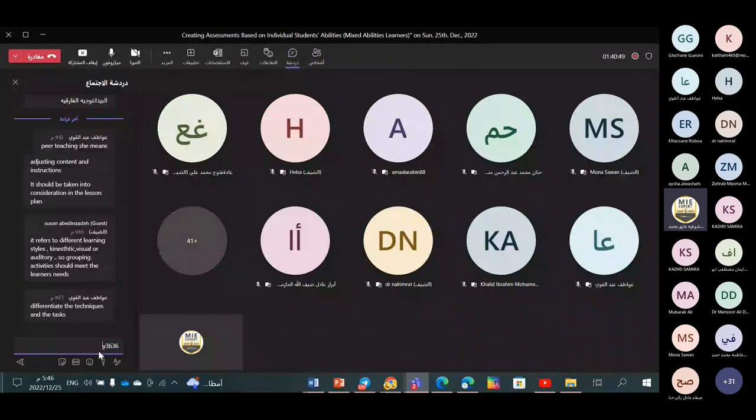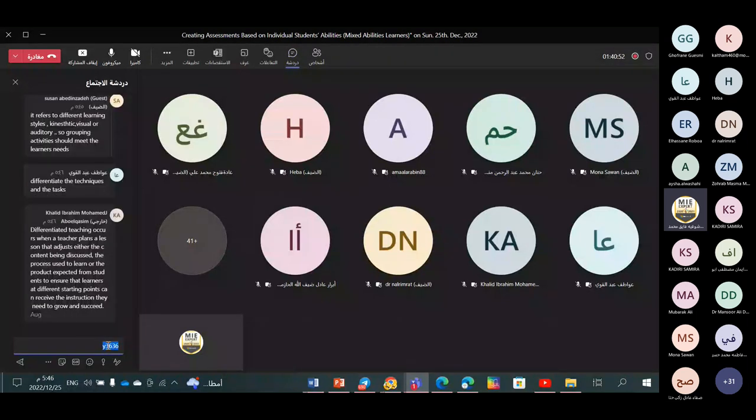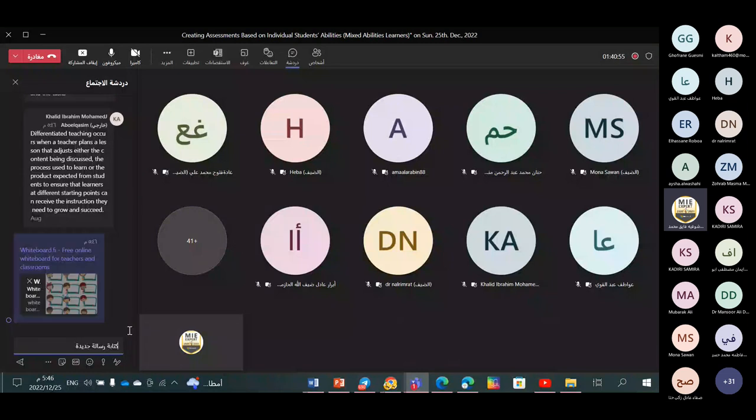It is whiteboard.fi and write your answer. What are the kinds of learners that you know? Just one word, one word. What are the kinds of learners that you know? Please just click on the link, then write your answer.